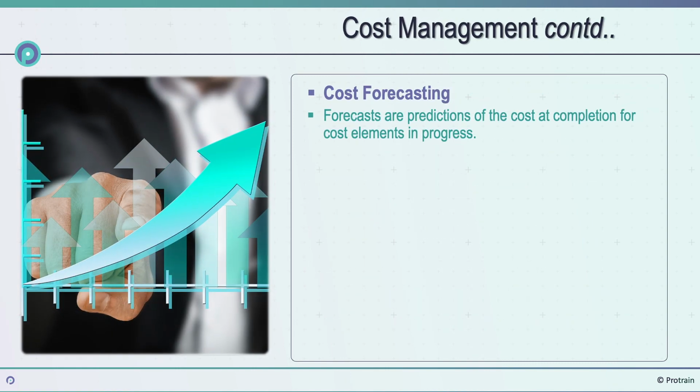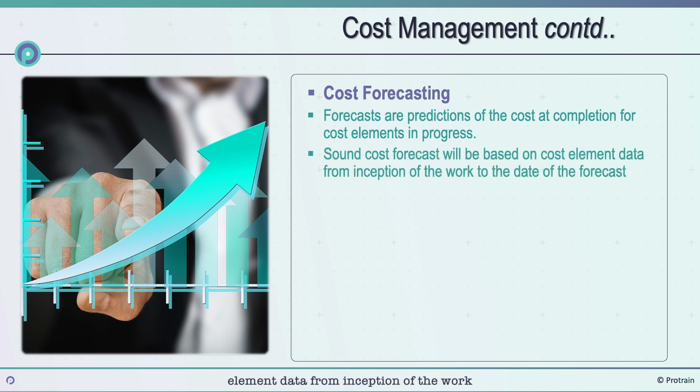Cost forecasting. Forecasts are much like estimates. Whereas an estimate is always for future activities and assets, forecasts are predictions of the cost at completion for cost elements in progress. Therefore, a sound cost forecast will be based on cost element data from inception of the work to the date of the forecast, the cost trend of that data compared to accomplishments, and a cost estimate of the work remaining to be completed. Cost element history in the proper activity structure is essential for realistic cost forecasts.